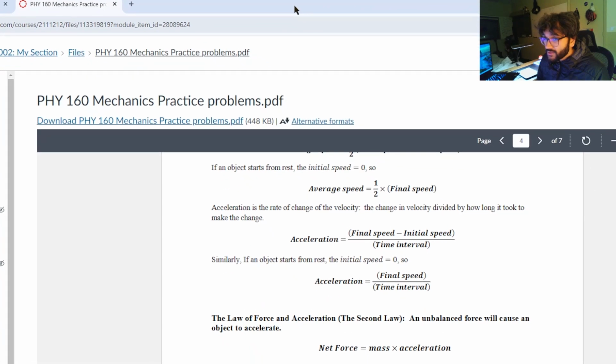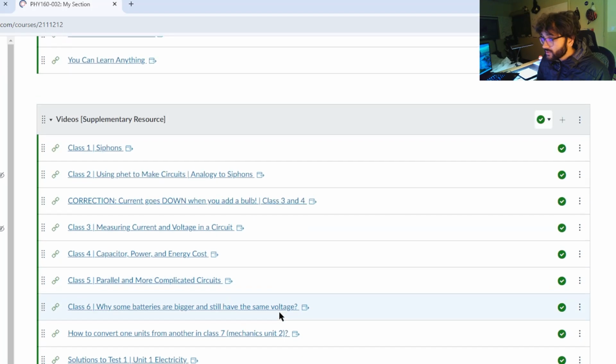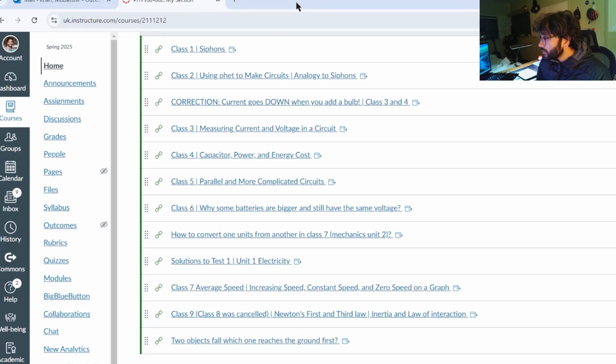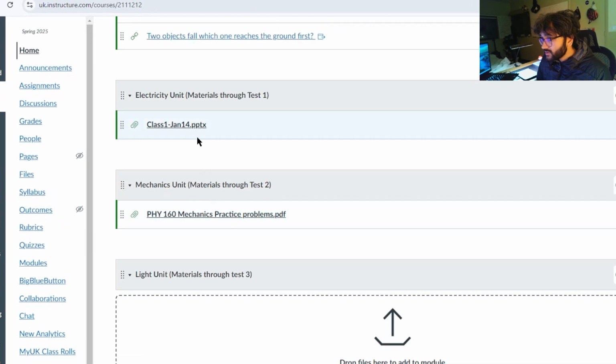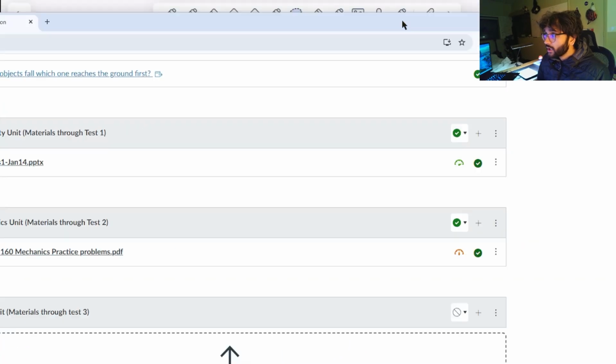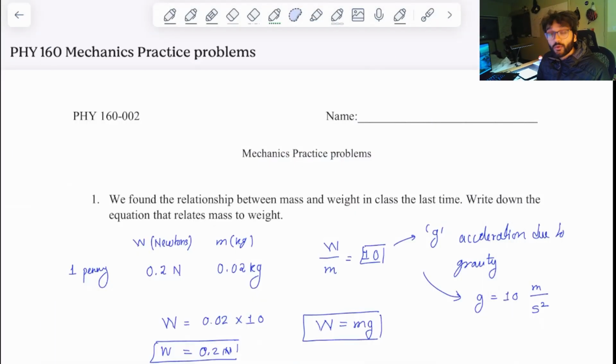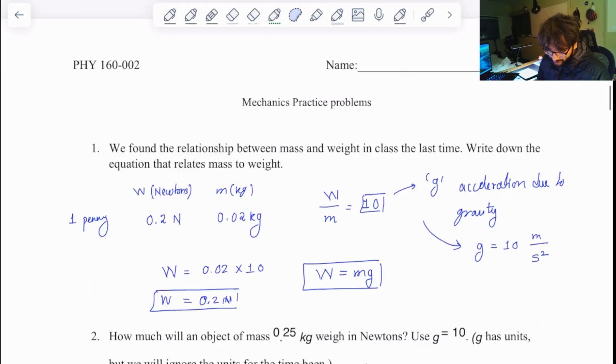If you go to the home page and scroll down to the mechanics unit, materials through test 2, and click on it, a document will open with some questions in it. The first 9 questions are solved already, as I have said, and the rest of it I will be solving right now.